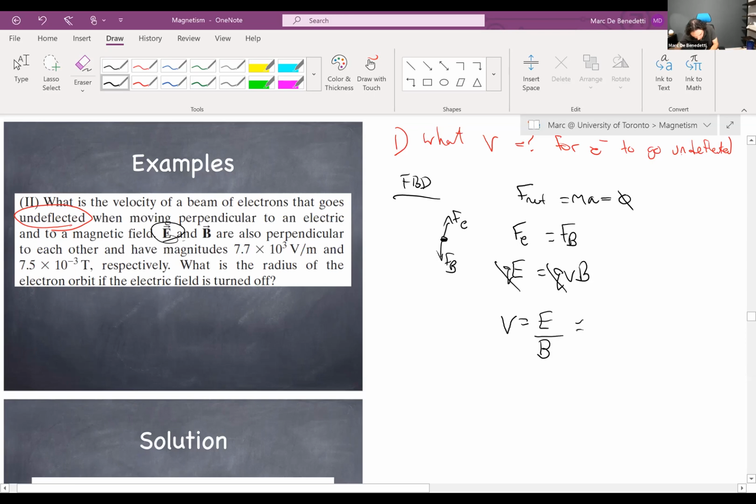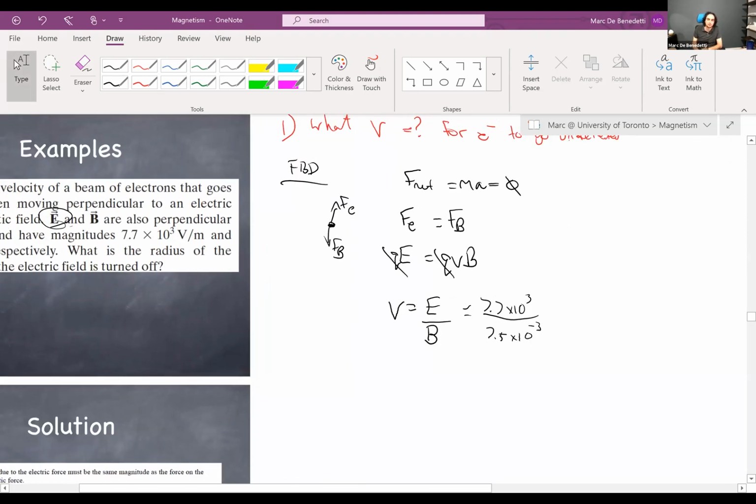What's the electric field? The electric field is 7.7 times 10 to the 3 divided by 7.5 times 10 to the minus 3. Now, I don't have a calculator, but 7.7 divided by 7.5 is going to be just a little bit bigger than 1. So this is going to be slightly bigger than 1 times 10 to the 6 meters per second. Okay, so 10 to the 6 meters per second.